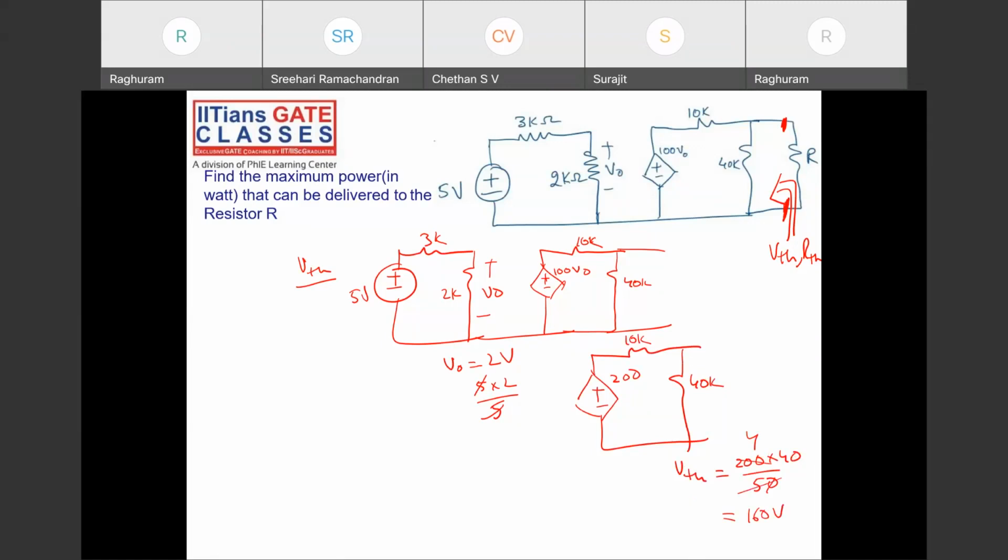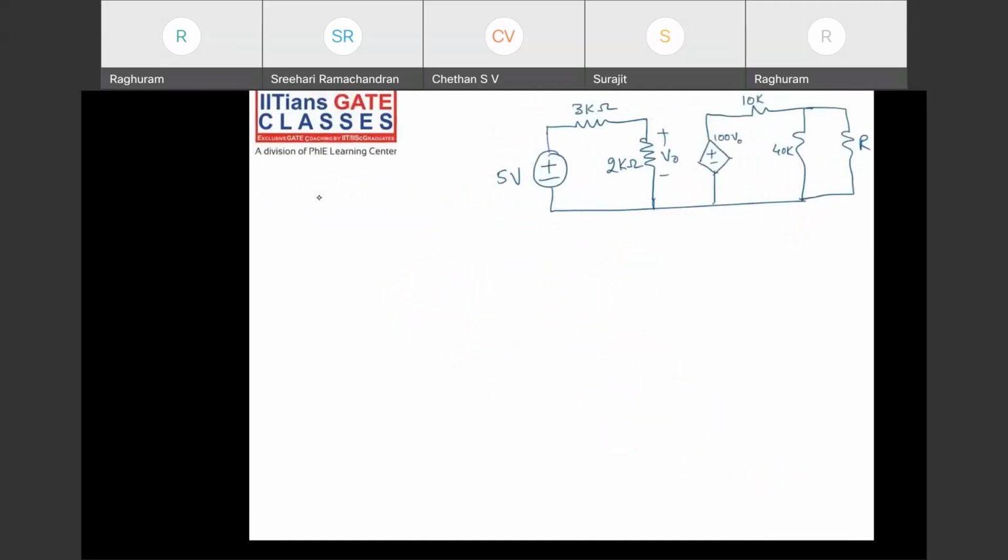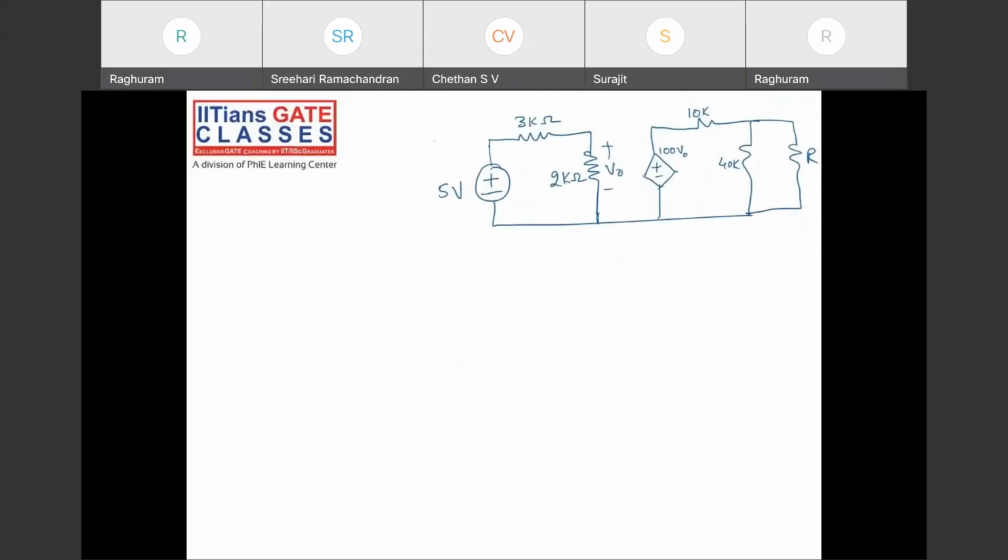Okay, everyone. 160 volts is V Thevenin. Next, R Thevenin. To find R Thevenin, what should you do? You should short the independent source or turn off the independent source. When you turn off the independent source, what is V naught? V naught is 0. Directly V naught is 0. So this value will be 0.